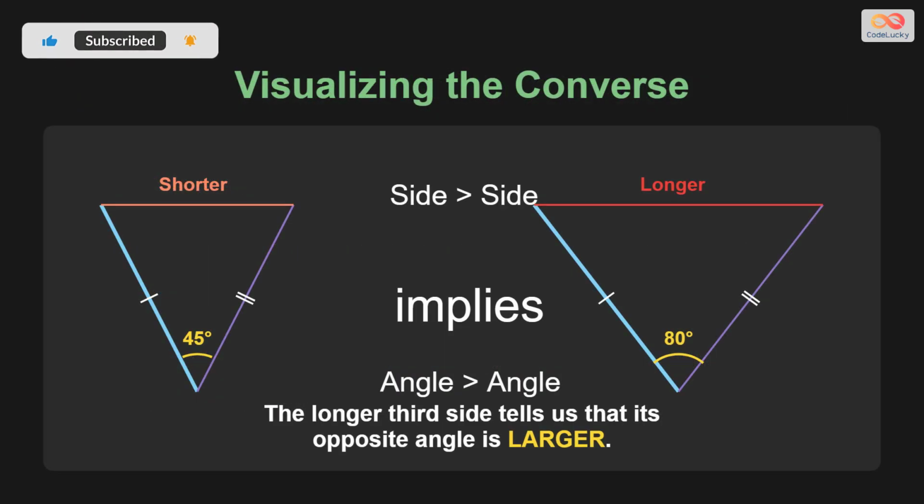In this case, we start by observing the third sides. We see the side labeled longer is clearly longer than the side labeled shorter. Because of this, the converse theorem allows us to conclude that the included angle opposite the longer side must be larger than the angle opposite the shorter side.